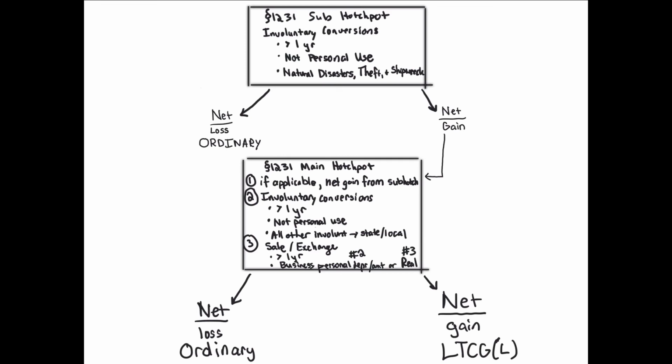So 2 things I want to stress. Everything that's in 1231 has to be held for more than a year. It's impossible to get into 1231 if it's held for a year or less. Also, personal use, never. Has to be business or investment. Business or investment. So that's really everything for 1231. That's the main aspect of 1231.